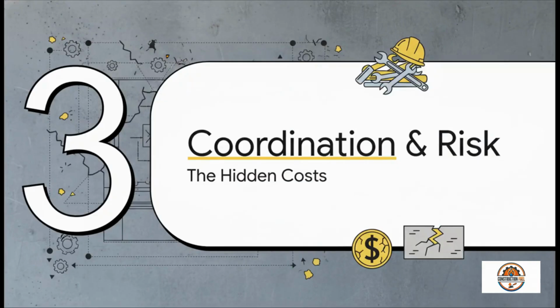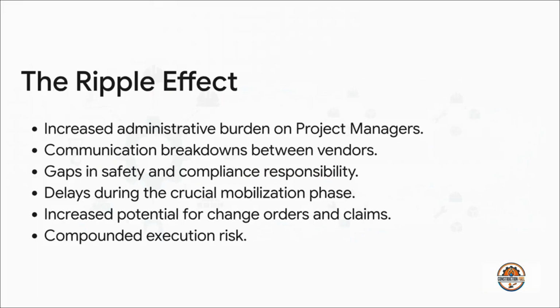Okay, so what does all this fragmentation actually do in the real world? It's not just a headache for the PM, though it's definitely that. No, this introduces some serious hidden costs and risks that can create a ripple effect through the entire project. And that ripple effect can be pretty dangerous. Before you know it, your project manager is burning half their day chasing down the portable toilet guy instead of managing the actual build. Communication between vendors starts to break down, and that creates serious safety gaps. A small delay in getting temporary power? Boom, your whole schedule gets pushed back. This is exactly how tiny problems snowball into huge issues and just compound your execution risk.